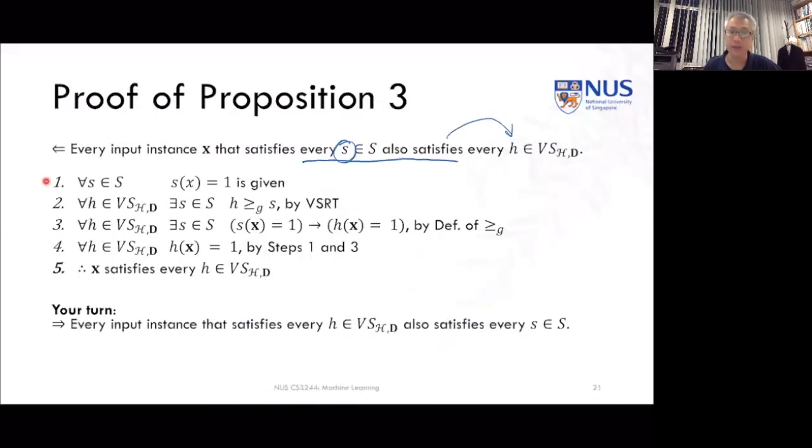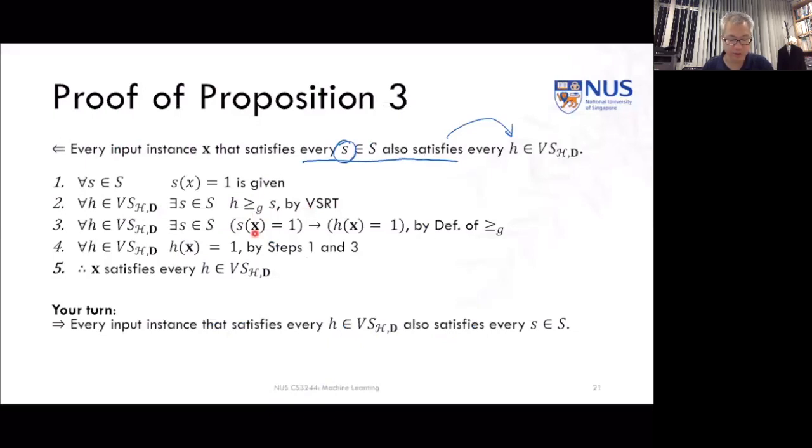So we're given this as our given, so that's fine, okay? Then what we're going to notice is that because we have this binary operator to say that S is more specific than all of the H's inside of our version space, by what we talked about earlier, our version space representation theorem, okay?